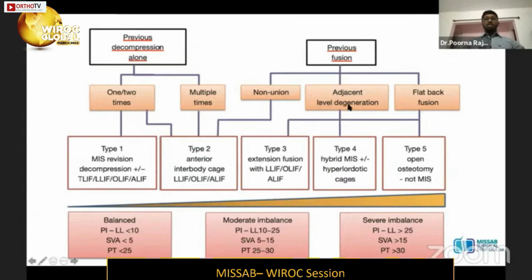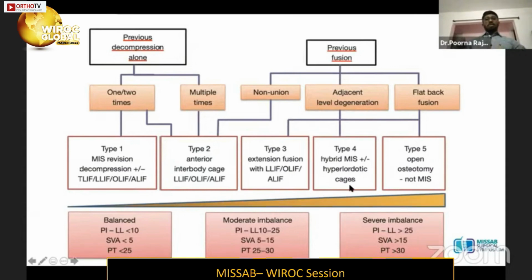Again, if adjacent segment degeneration is the problematic issue, then we have to assess their sagittal balance. If the segment already fused is in good lordosis, and the adjacent segment degeneration is the only feature responsible for the sagittal imbalance, then they ask us to extend the fusion with L leaf, O leaf, or A leaf. And if the fused mass is in mild kyphosis or at a flat back level, then they ask us to extend the fusion using hyperlordotic cages.